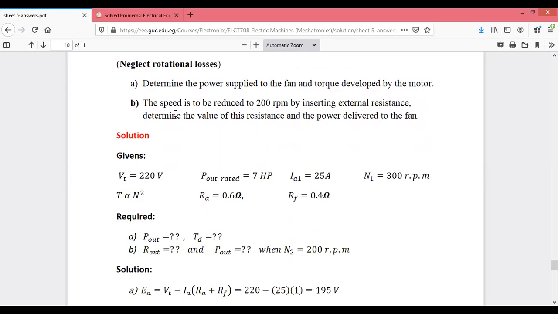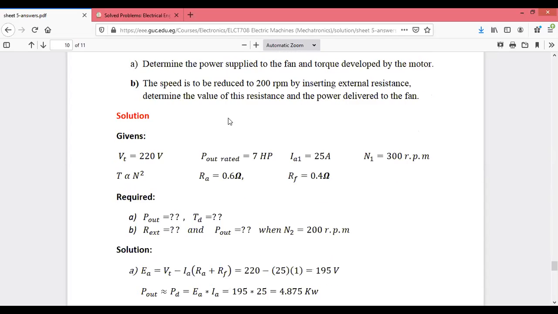Again, they have given the speed as 300, but in the second question you are considering that the speed is reduced to 200 rpm by inserting external resistance. Again, there are two resistors, and they have given one external resistance. So you are supposed to find the value of the external resistance and the power delivered to the fan. Firstly, we will try to solve question A.